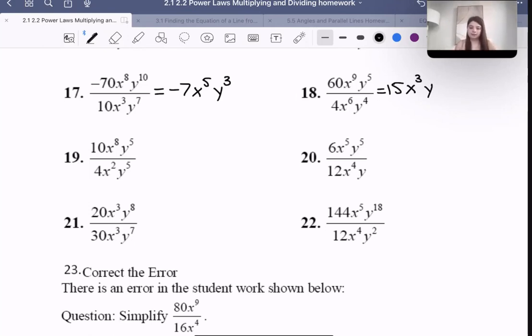Okay. Then number 19. Let's see, 10 over 4. Well, that doesn't actually reduce into a whole number. But what that does reduce to is 5 over 2. So I can put that there. I can do 5 over 2.